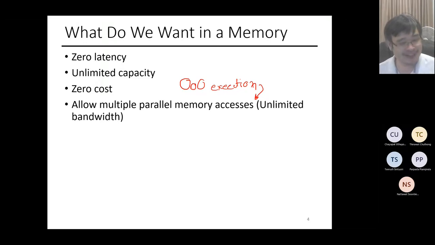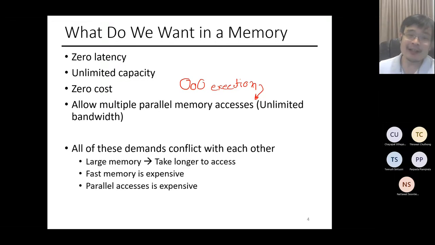The load store unit basically buffers all the ongoing loads and stores, which means you're going to do a lot of data access from the CPU. The CPU says, hey, I want all these data accesses. Ideally, it would be great if all those loads and stores are serviced at the same time. When you have more bandwidth, you can do that. But all these conflict with each other, right?